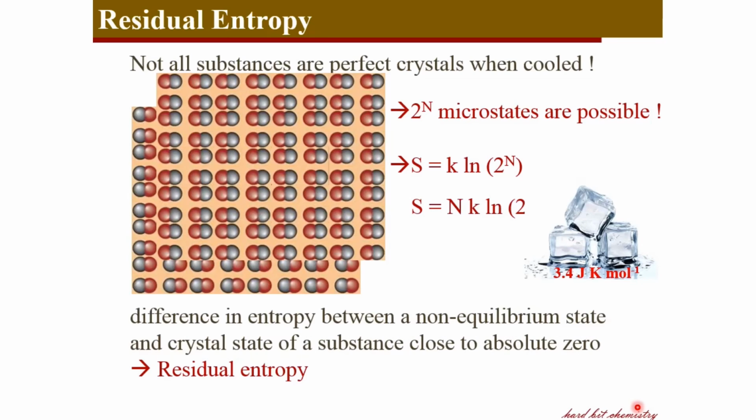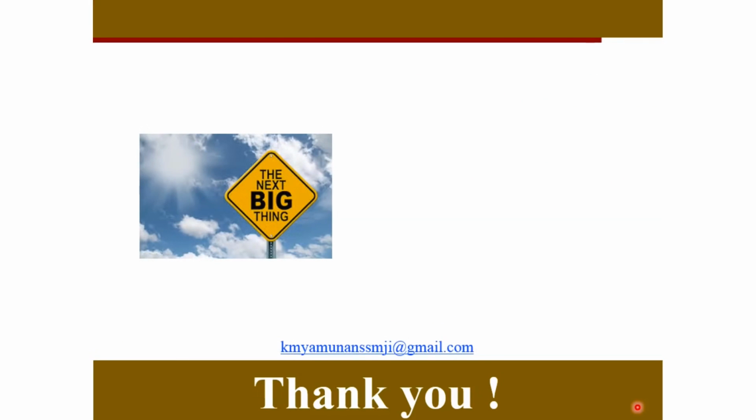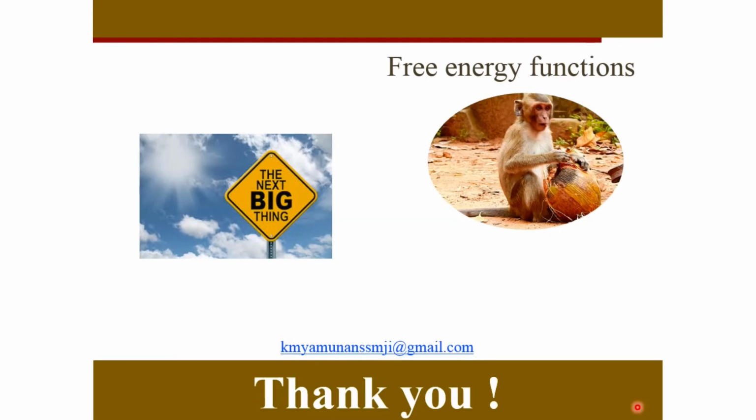And that's about the statistical aspects of entropy, entropy in terms of probability and microstates, and the third law of thermodynamics and residual entropy. Now let's close for the time being, and the next big thing to come up is free energy functions, the forms of energy which can be utilized for useful work.